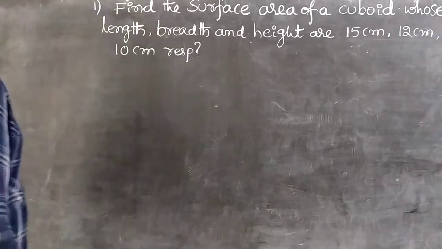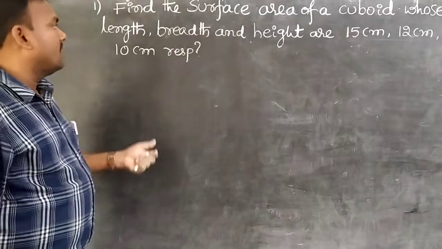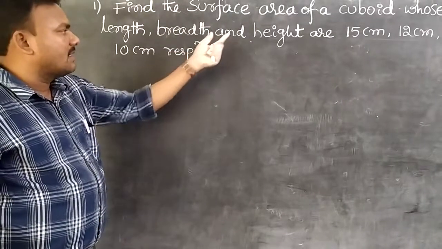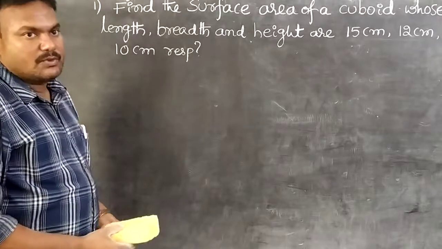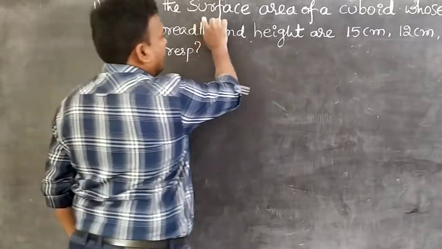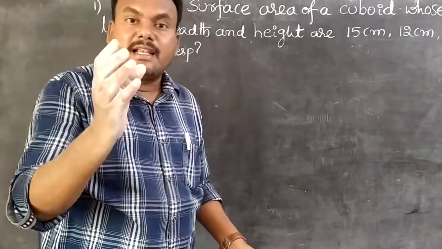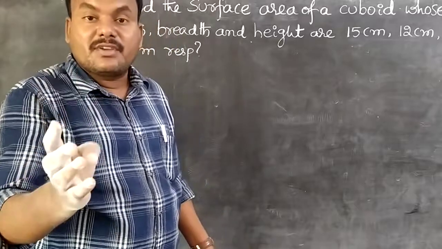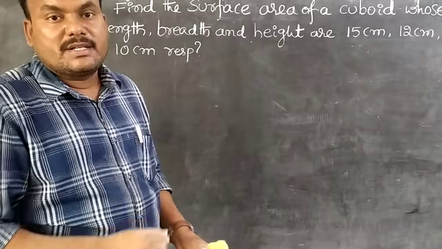Observe the problem carefully, students. Find the surface area of a cuboid whose length, breadth and height are 15 cm, 12 cm, 10 cm respectively. While analyzing the problem, what do we find? Surface area. We know two surface areas. One is LSA, meaning lateral surface area. Another one is total surface area. Find out both, students.